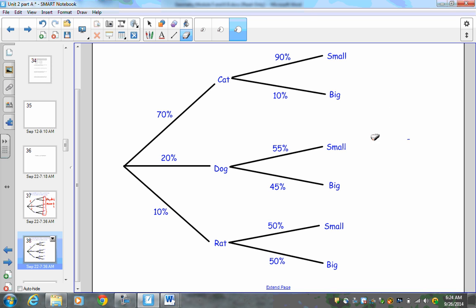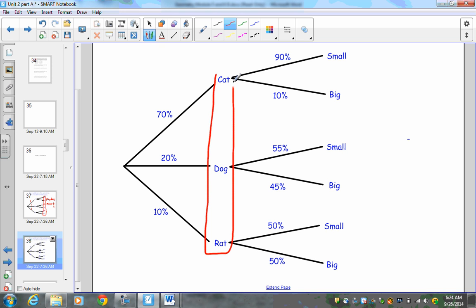A couple of things I want you to pay attention to. Notice that for each expansion, my first expansion, which is dog, cat, rat, notice the percentages that we're dealing with here: 10, 20, 70. They all equal 100%. All right? Those are all 100%. And that works every time you branch out, so to speak.